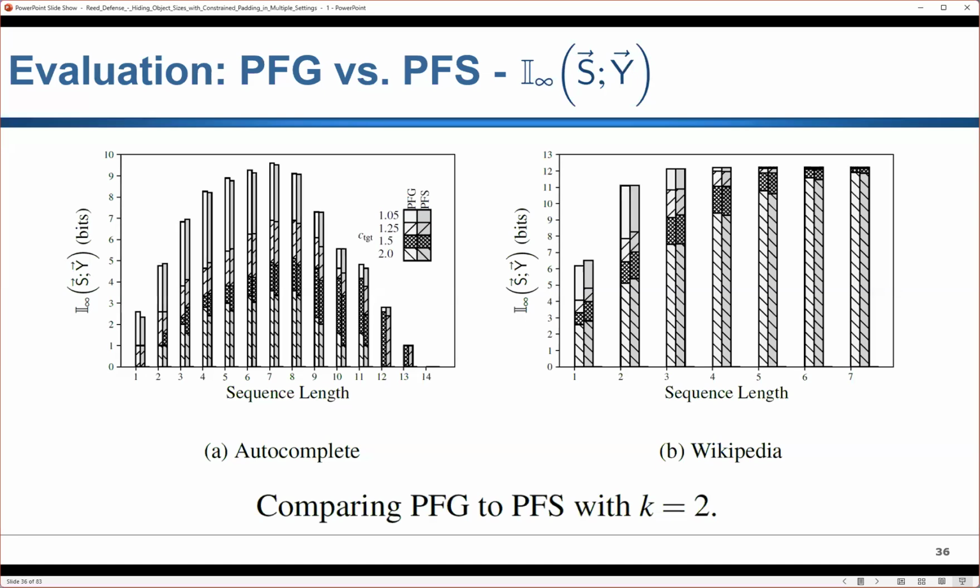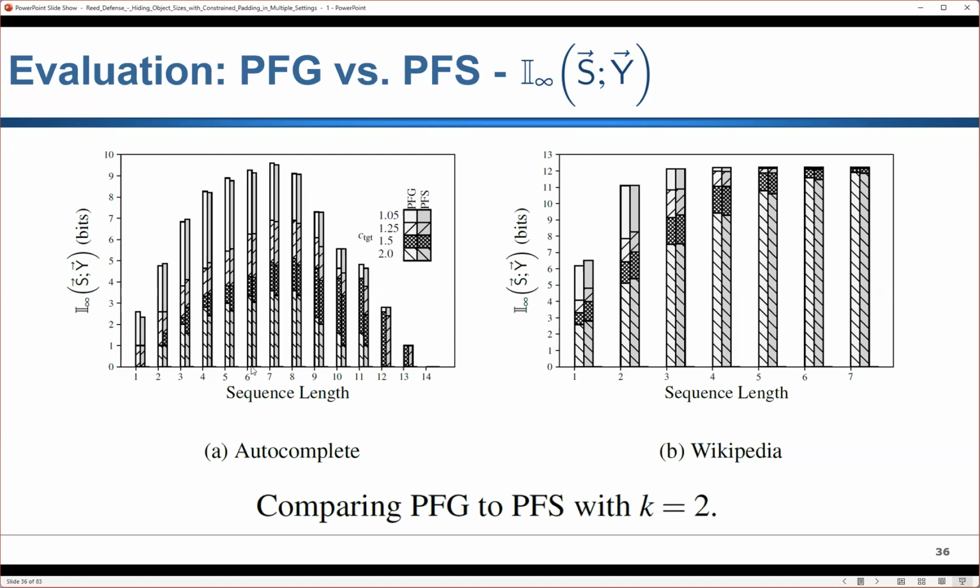So then we also compared what's the impact on I infinity if you leverage PFG versus PFS. So that's what these charts depict here. We depict autocomplete and Wikipedia. And on the left of each one of these pair of columns, these bars, PFG is on the left. What's interesting is that for these shorter sequences, we actually see a trend where PFG is resulting in lower I infinity. Maybe unsurprising because PFG is given as its input short sequences. It's given all of the subsequences of length 2.